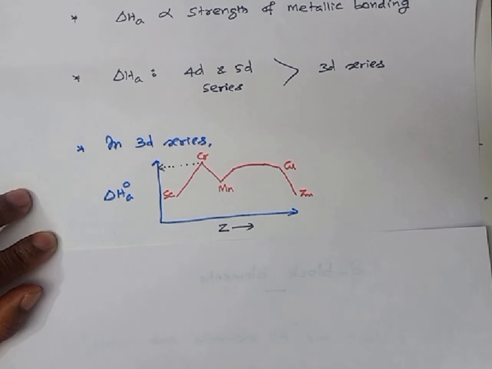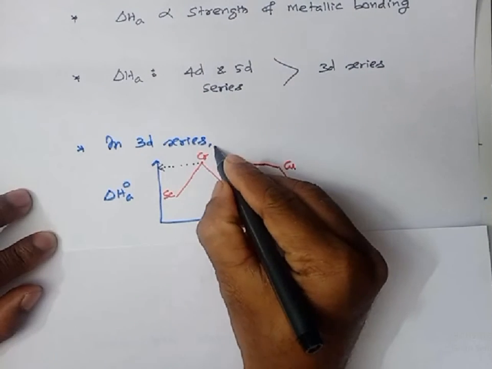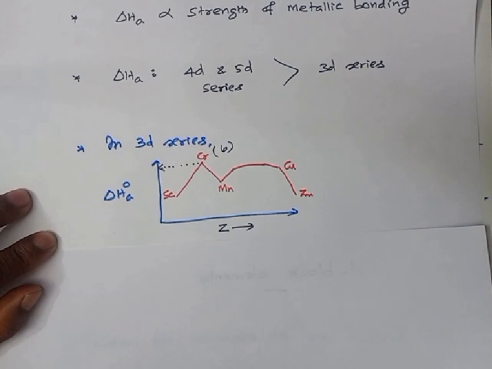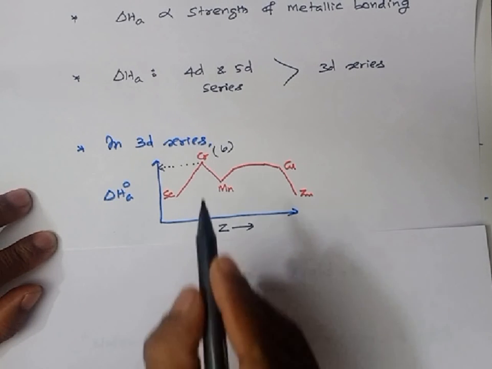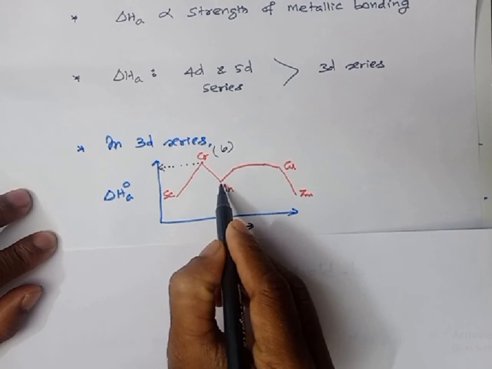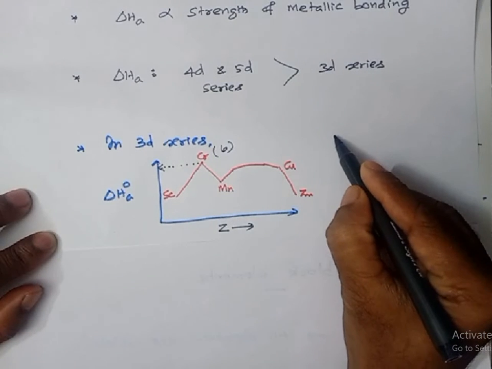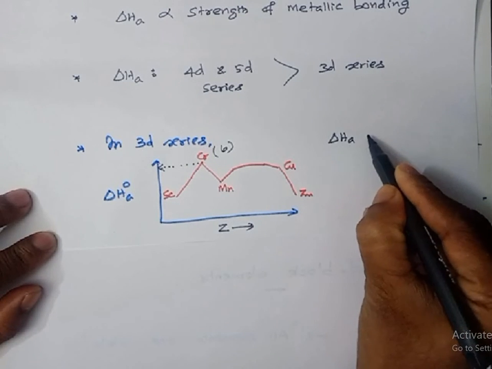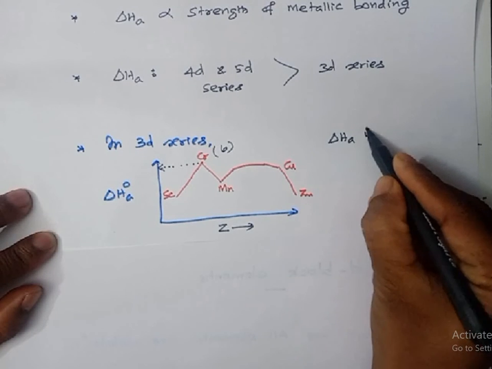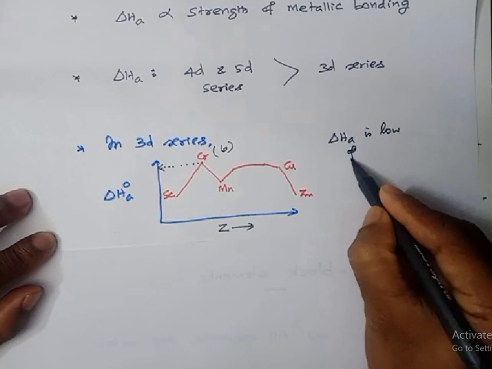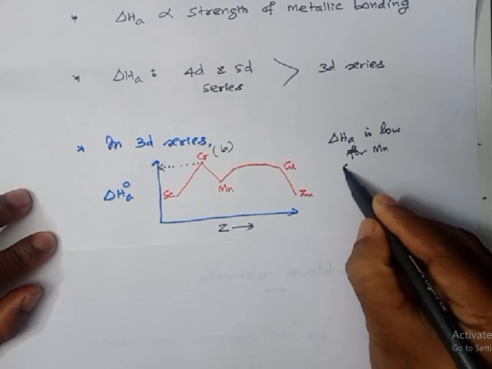Students, observe carefully. Chromium has the highest enthalpy of atomization because chromium has the maximum number of unpaired electrons. You know very well, last class we discussed that. Chromium metal has 6 unpaired electrons. So it has high enthalpy of atomization. Then after chromium, there is a sudden drop in the enthalpy of atomization for manganese. The question is, why is the enthalpy of atomization low for manganese compared to chromium?